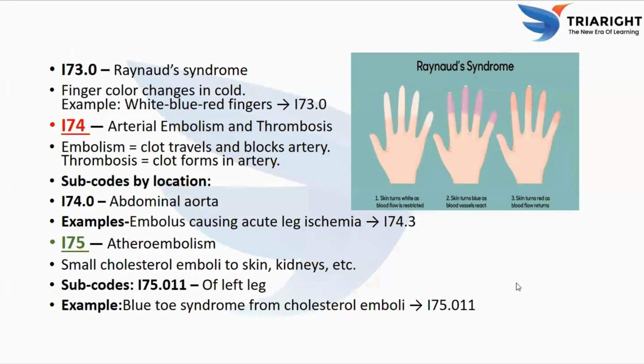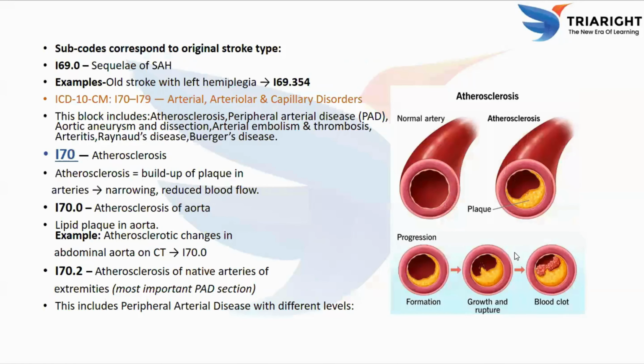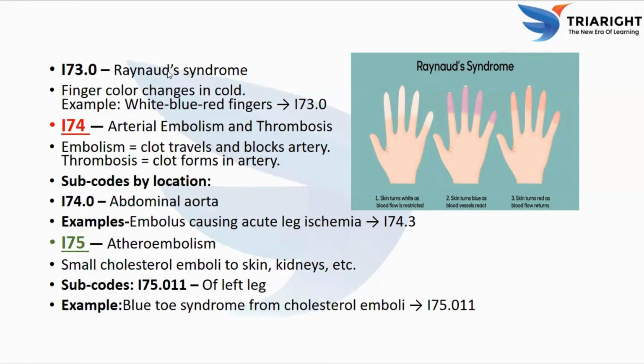So examples of the other peripheral vascular diseases are Raynaud's syndrome or Buerger's syndrome. So coming to Raynaud's syndrome, what is Raynaud's syndrome? What does it affect? This condition affects the fingers and toes, especially in the cold. So finger color changes in the cold, for example, white to blue, blue to red fingers.